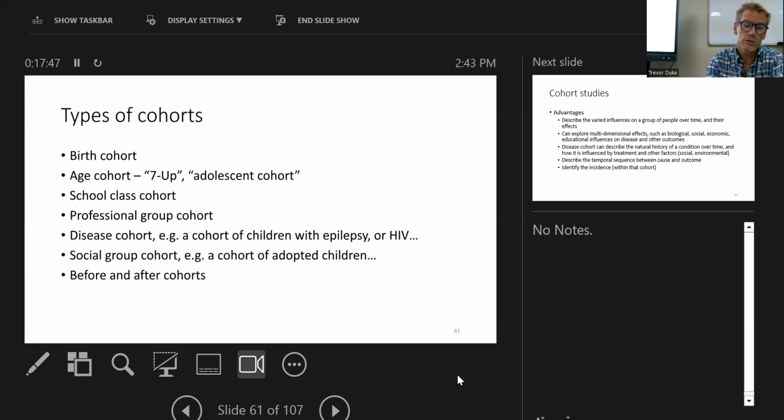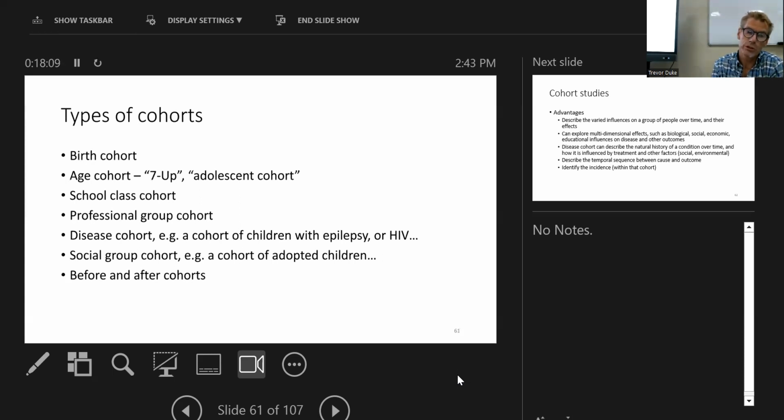But there are many sorts of cohort studies, and the most common one is a birth cohort, where you take a group of children who are born at a particular time, like born on a particular day or in a particular year, and then you follow them longitudinally. That's a birth cohort.